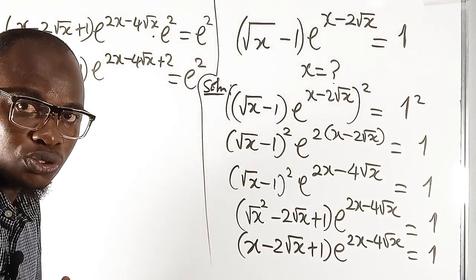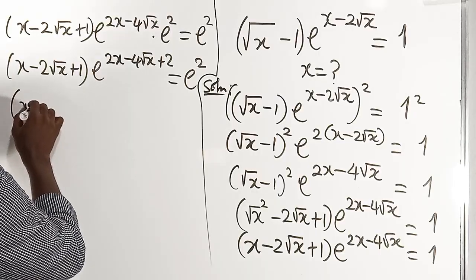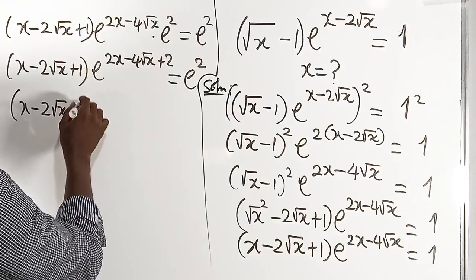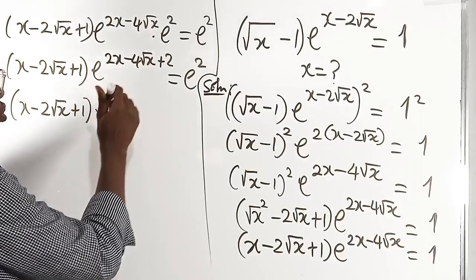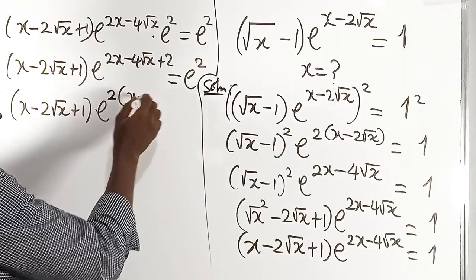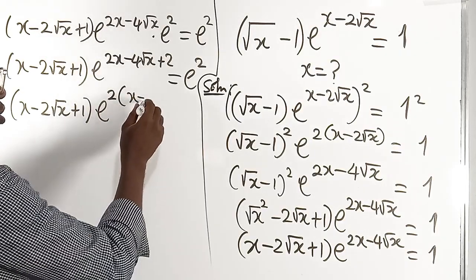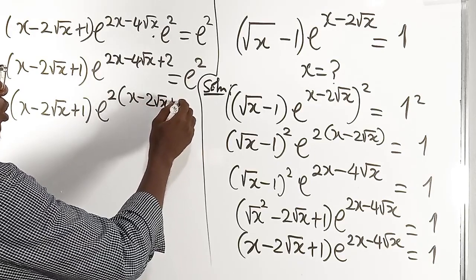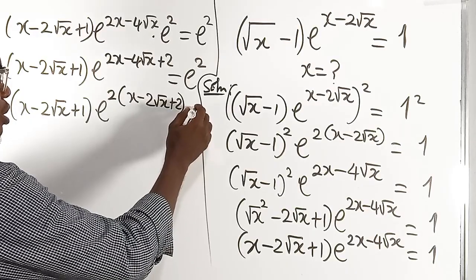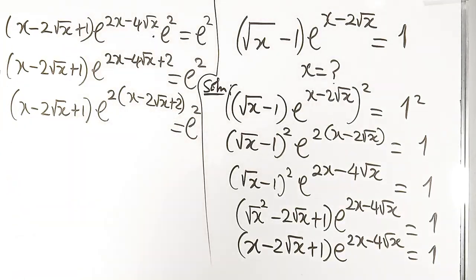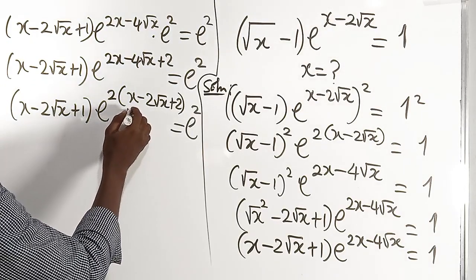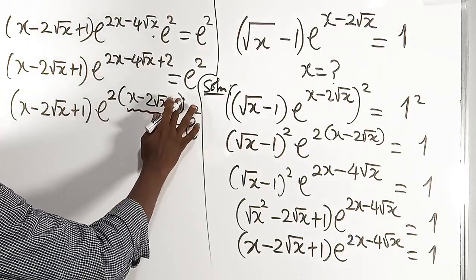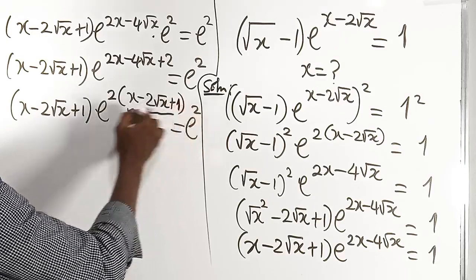So the next thing we are going to do is we have x minus 2 root x plus 1, then e to the power of, if you look at this now, you can see that 2 is common. We have 2 into (x minus 2 root x plus 2), then everything to the power of e, everything equals e to the power of 2. Are you following? Now if you look at what we have here, this one will be 1 when you factor out 1, and when you factor out 2, this will be 1.